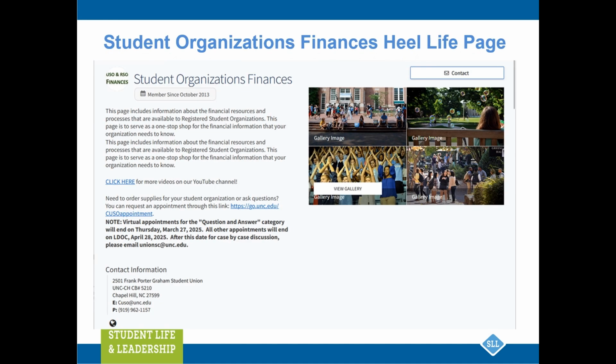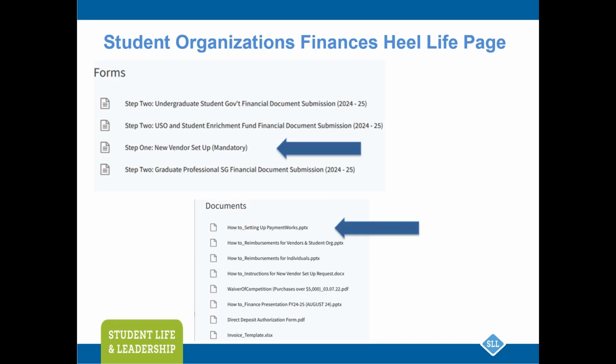The Student Organization's Finances Heal Life page is the main resource for utilizing the funds allocated to your organization. Here, you will find information on how to contact the CUSO staff, as well as information on how to make an appointment for questions or potential advance purchases via a purchasing card. There is also a link to more comprehensive videos about financial processes related to student organizations. This is also where you will find the forms for the different types of transactions you may need to complete, as well as documents, templates, and additional information that you might need.